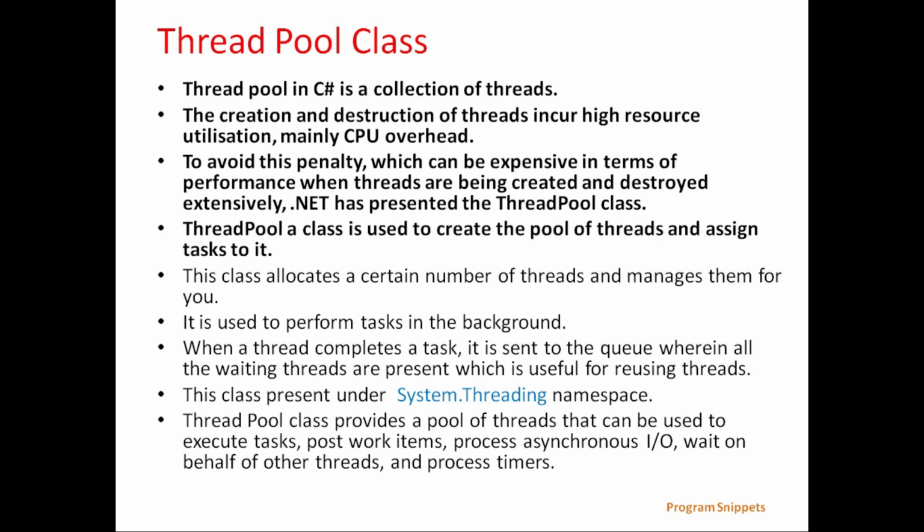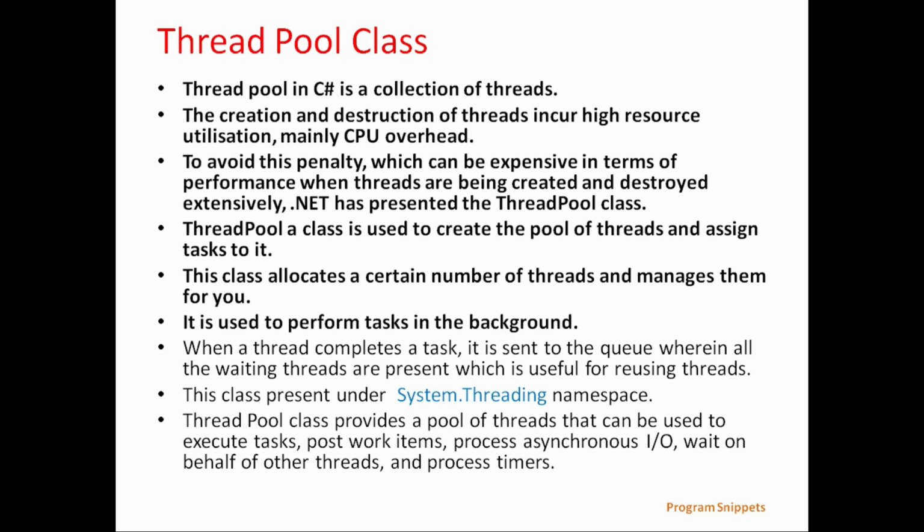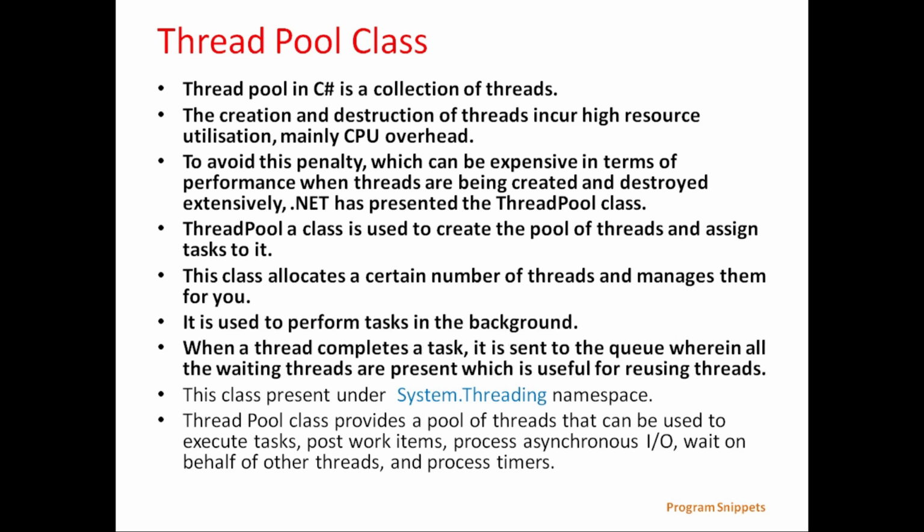Thread pool is a class which is used to create the pool of threads and assign tasks to it. This class allocates a certain number of threads and manages them for you. It is used to perform tasks in background. When a thread completes a task, it is sent to the queue where all the waiting threads are present, which is useful for reusing threads. This class is present under System.Threading namespace.